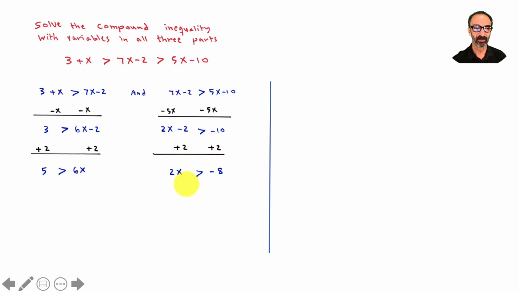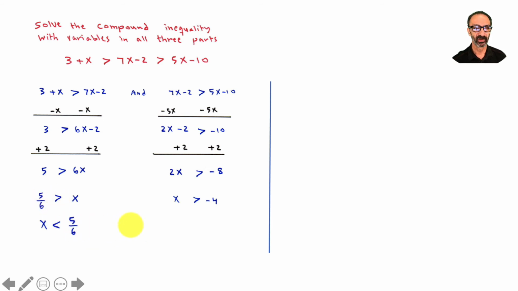Then I have the following. I'm going to divide here by 2. I'm going to divide here by 6. Nothing is going to be flipped. So I have x greater than -4, and I have x less than 5 over 6. That's another way to write this one, instead of saying 5 over 6 is greater than x.